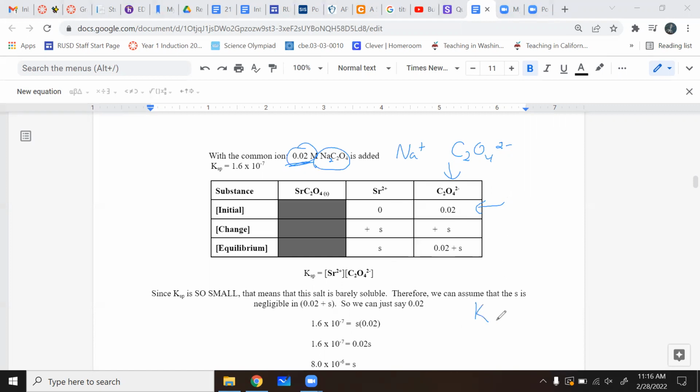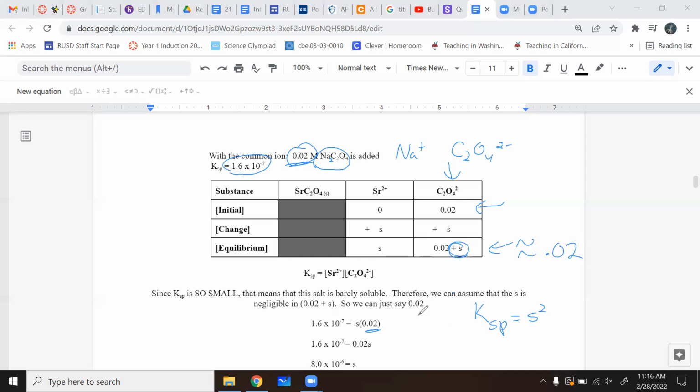So we can still say that KSP is equal to S squared, except now we have a value for S. It's not just unknown, right? So instead of S squared, we have S times 0.02. And I know that it is 0.02 because our KSP value is really small. So this addition of S onto our 0.02 molarity is going to be so insignificant that this equilibrium concentration is basically going to be equal to 0.02. And we call that small s or small x approximation.